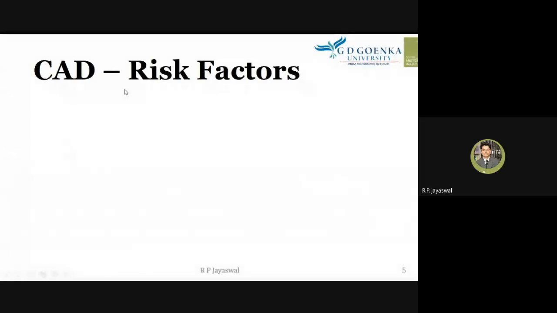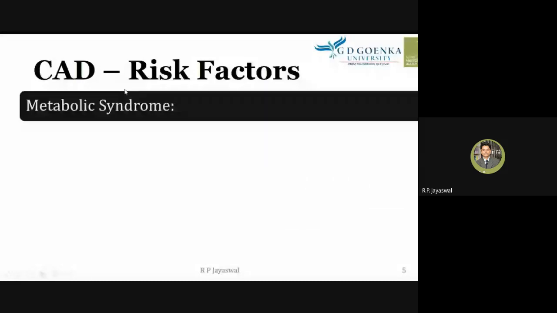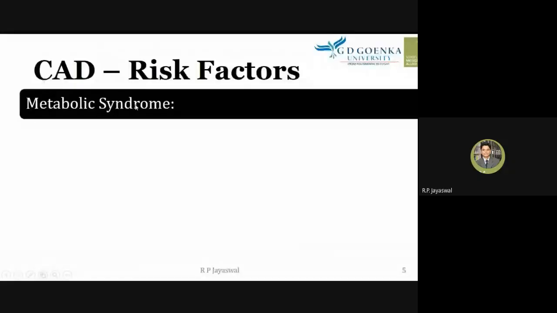So, these are the metabolic syndrome. Sometimes metabolic syndrome can also lead to coronary artery disease. What is metabolic syndrome? Metabolic syndrome is a group of disorders, and here it's a metabolic type, because of abnormal metabolites present in our body. Okay, abnormal level of metabolites.